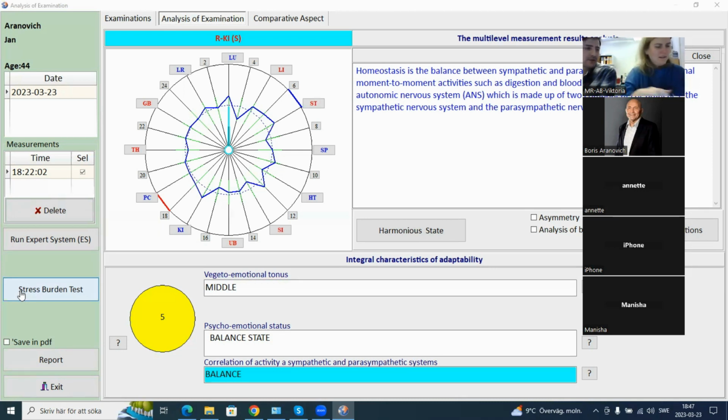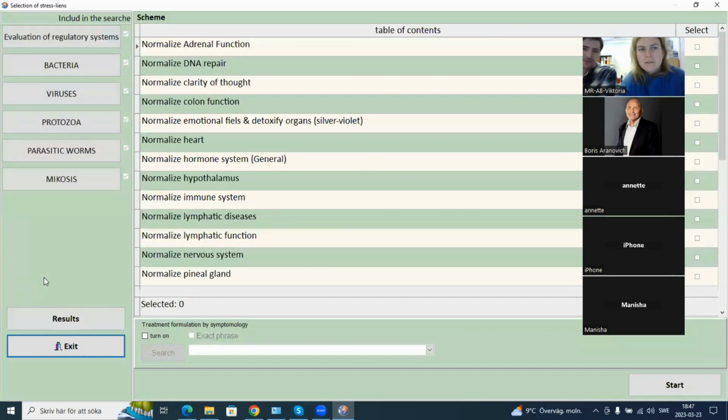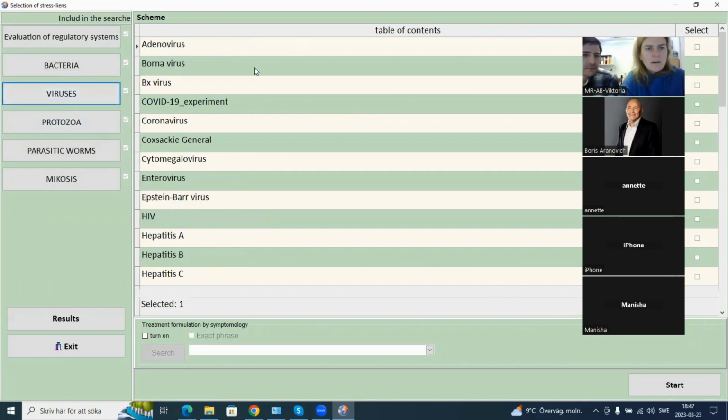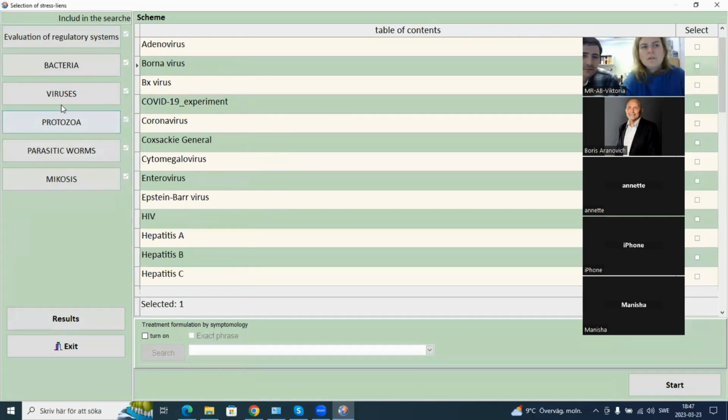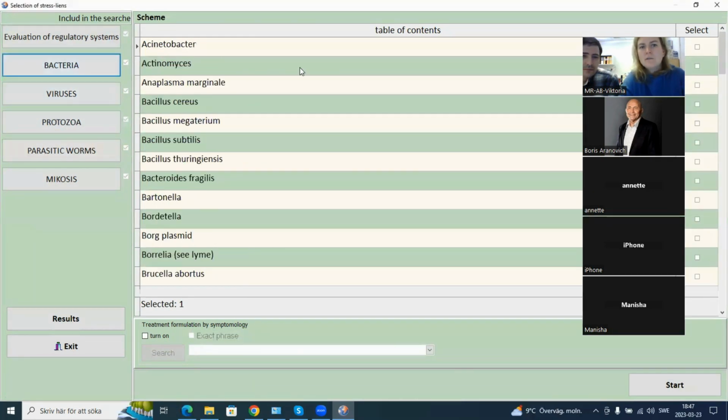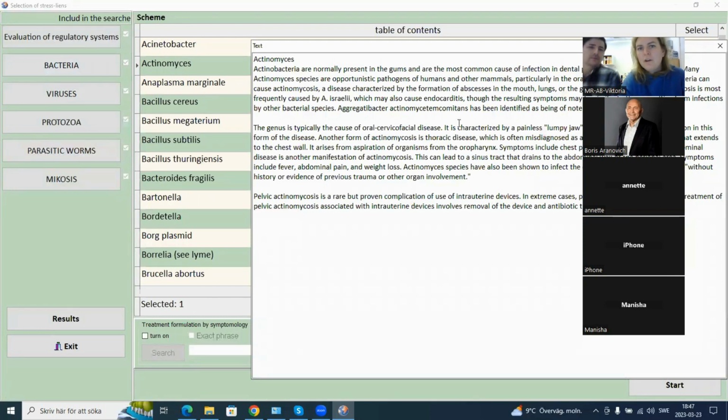But if you press on stress burden test, for example, choose some adrenal function, for example, he has problems, we saw, yeah, then pineal gland, okay, we take virus, for example. It's really good that it says what it's for. You can press if you don't know about bacteria or viruses, so in a while you will learn what they are doing to the body.